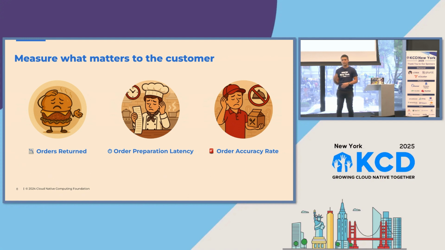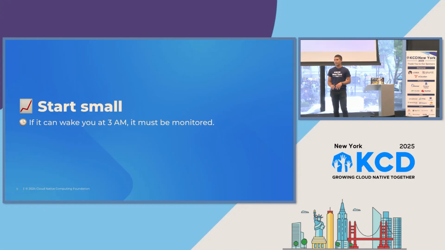So everything should matter to both us and the customer. And these are just examples of KPIs that we could keep track of in a restaurant analogy. But I know it's hard to implement this from scratch if we don't have any monitoring. So the best thing is just to start small.